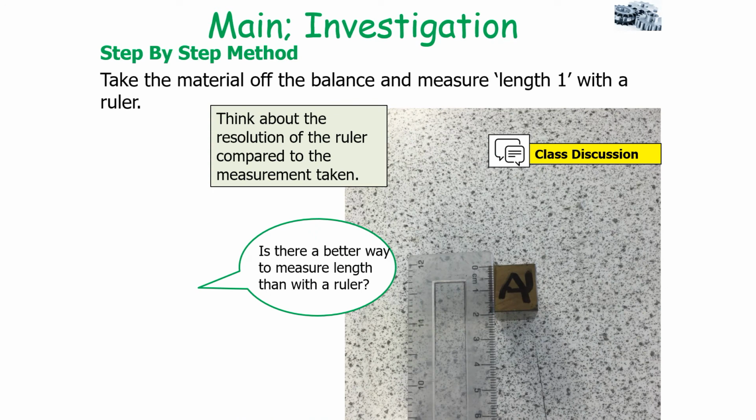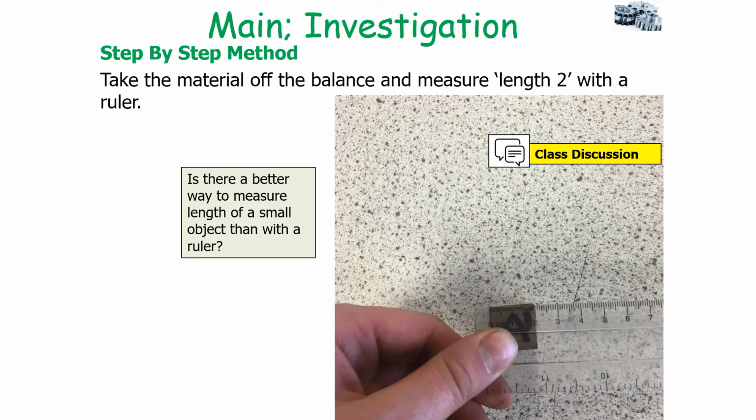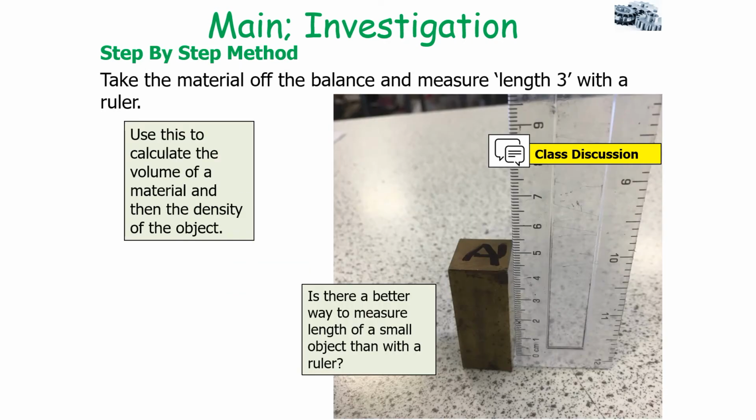You would then take the material off the balance and measure length 1 with a ruler. Now think about the resolution of the ruler compared to the measurement taken. Is there a better way to measure length than using a ruler? You would then do length 2, then you would do length 3 and use this to calculate the volume of the material and therefore the density.